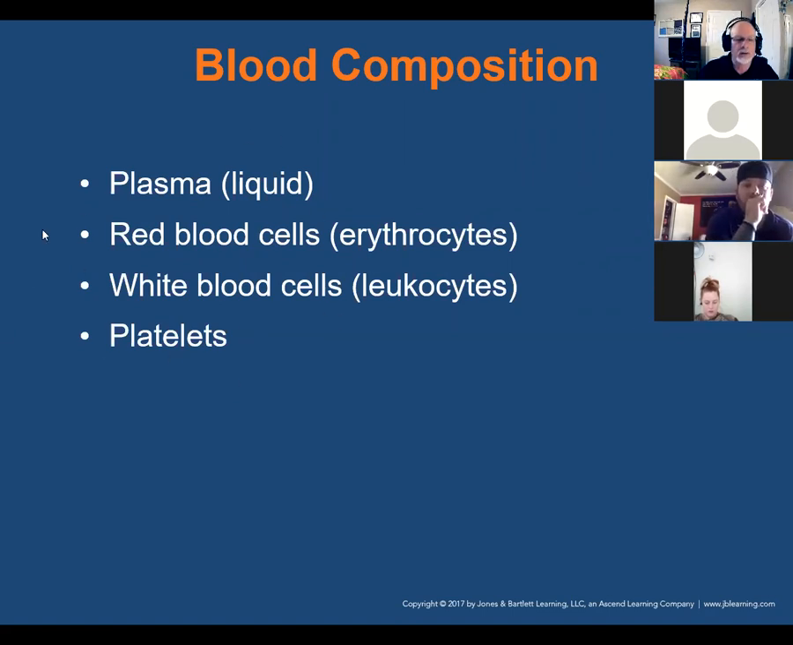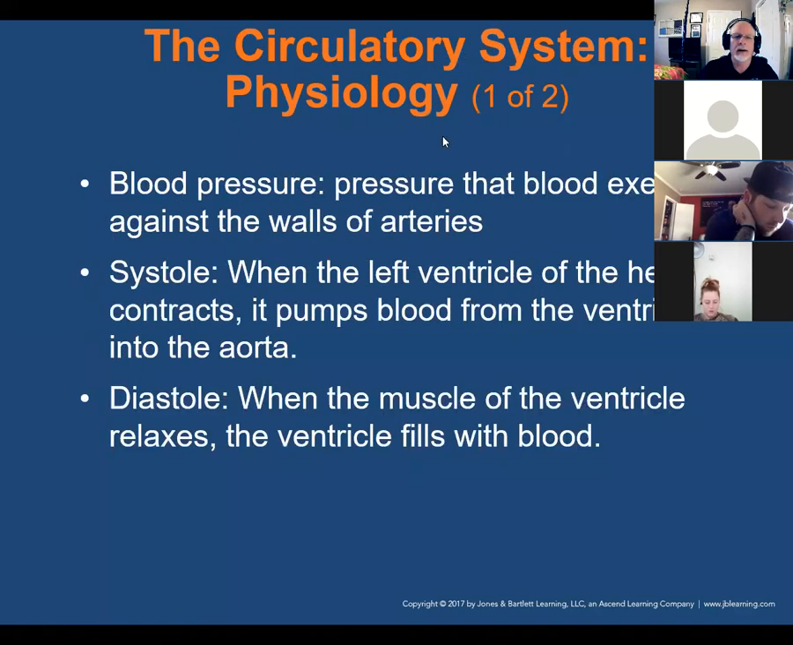Red blood cells have hemoglobin. The hemoglobin on the red blood cell can carry 4 oxygen molecules. Could be 4 carbon monoxide molecules. So we need to know what we're dealing with based on how our patient presents or how they look when we assess them. White blood cells, that has to do with your immune system. Platelets have to do with stopping bleeding, right? Okay.